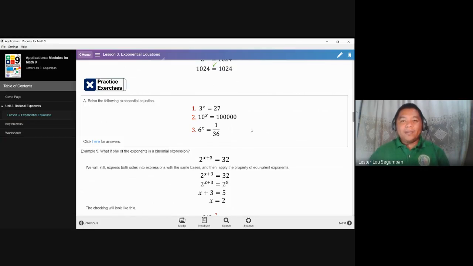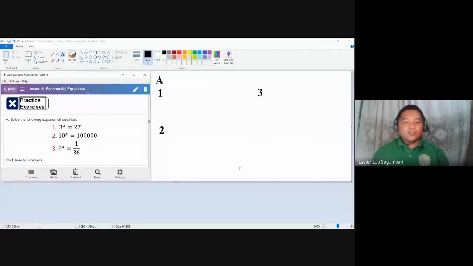I have already placed this practice exercise A in another paint application software. So let me share that to you, so that we can scribble all of our solutions here. So starting with number 1, we have 3 to the power of x is equal to 27.